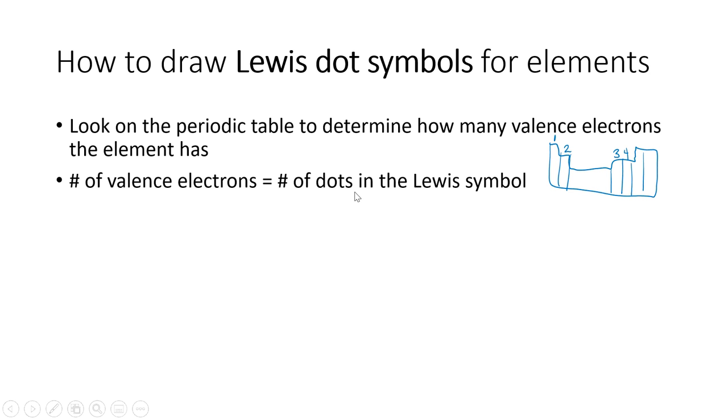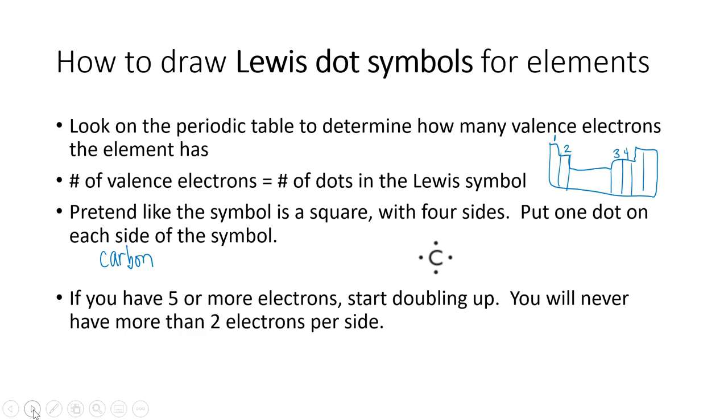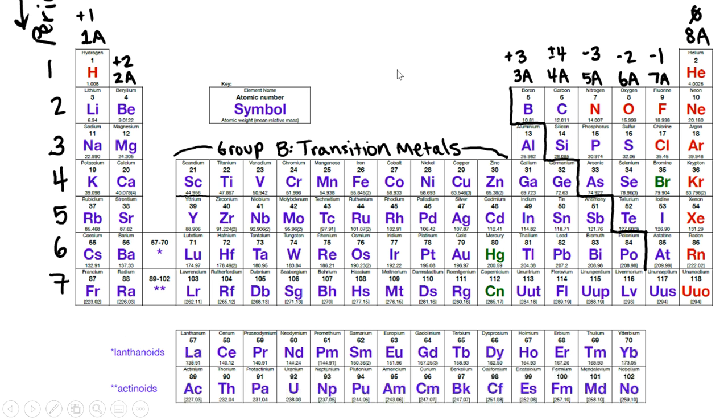So each dot represents a valence electron. Then pretend that you're going to draw the symbol for the element, and pretend it's a square with 4 sides. You're going to put 1 dot on each side of the symbol. So let's say I'm looking up carbon, and I want to draw the Lewis dot structure for carbon. I'm going to look on a periodic table. Here is carbon on the periodic table.